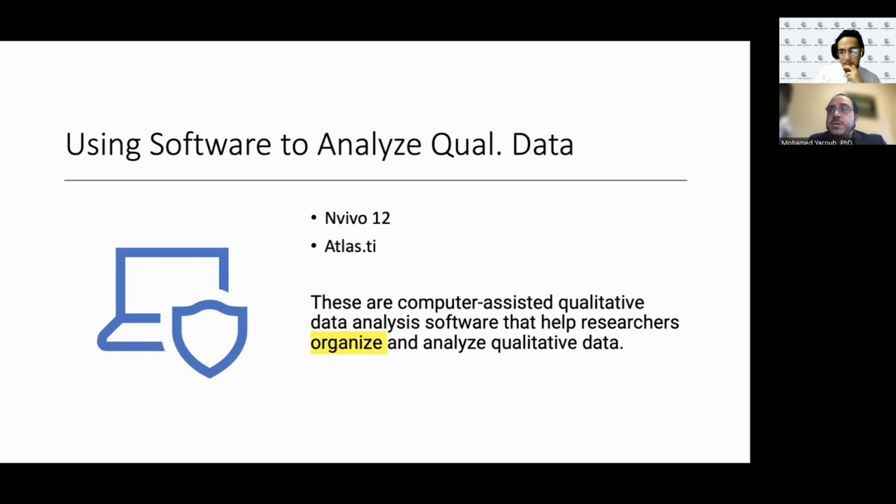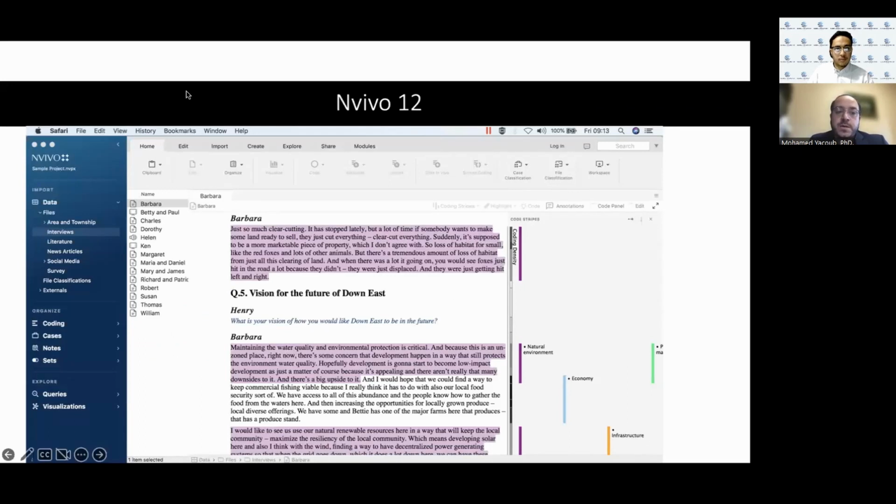And what this software does is that it just helps you organize. It actually doesn't do the work that you as a researcher have to do. It just helps you organize things. Unlike SPSS or R, some software in quantitative research, where they do the test and give you the results, it doesn't do that here. What it does is actually something like this.